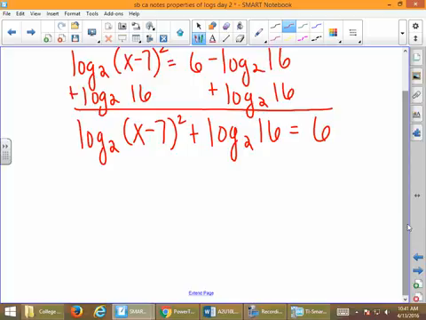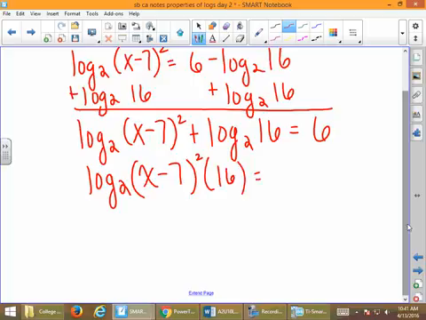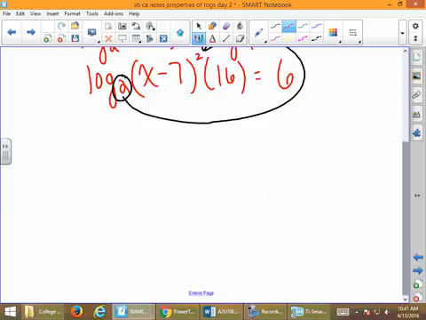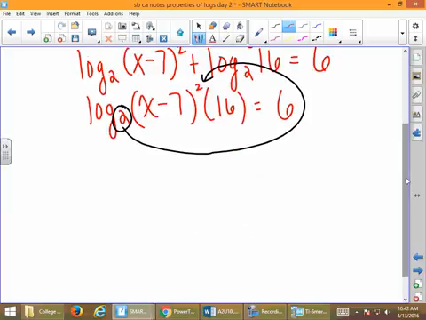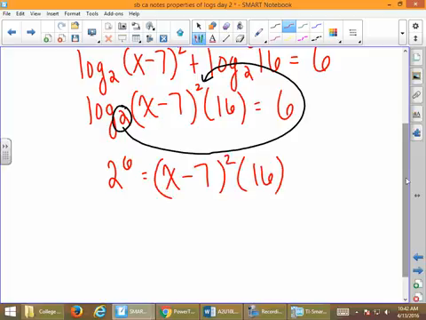And our property, when we add two logarithms together with like bases, says that we can condense it down into multiplication. But we need some way to get rid of the logarithm. So one final time today, we're going to do around the world. And we end up with 2 to the 6th equals x minus 7 squared times 16.